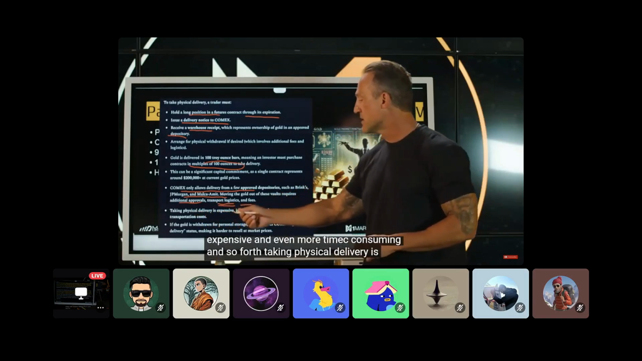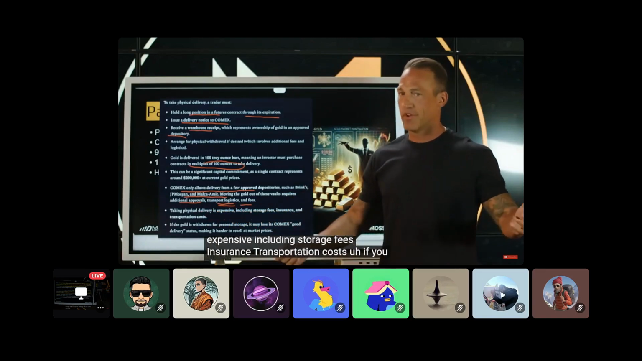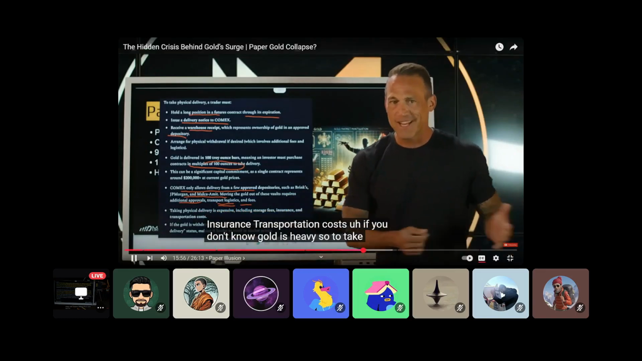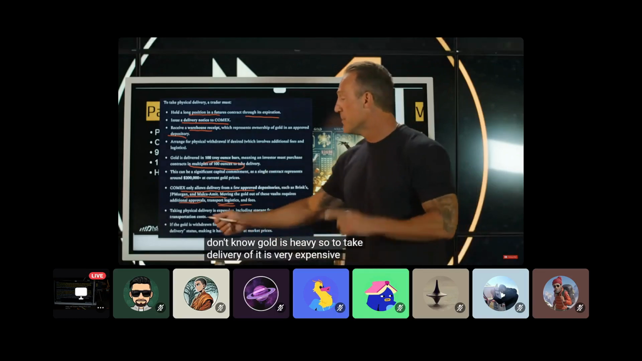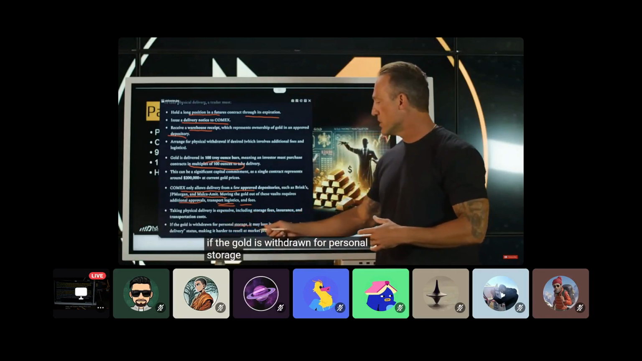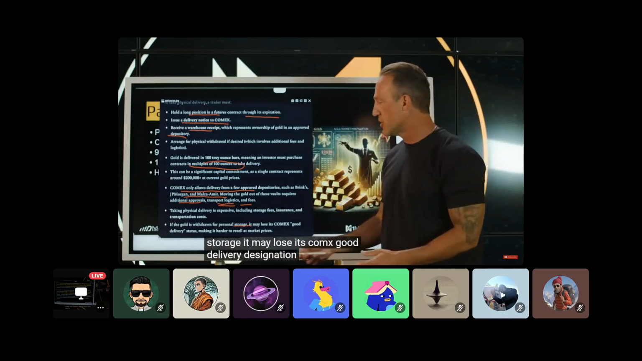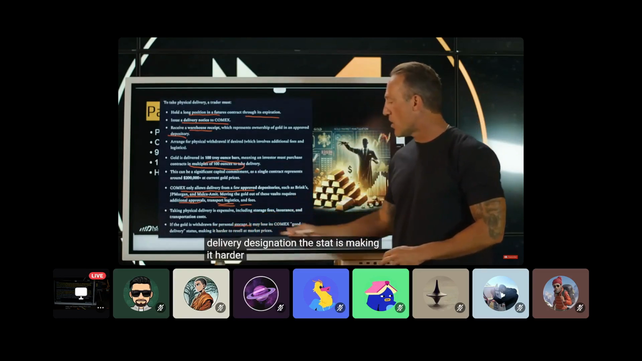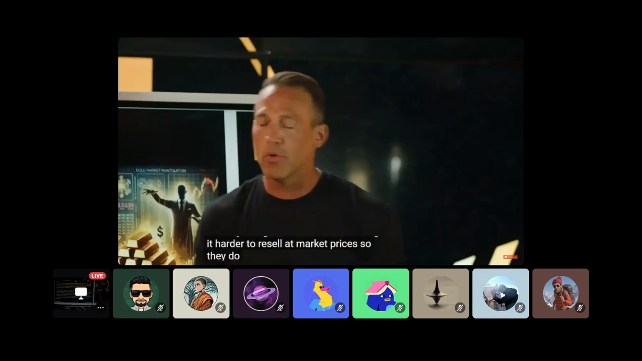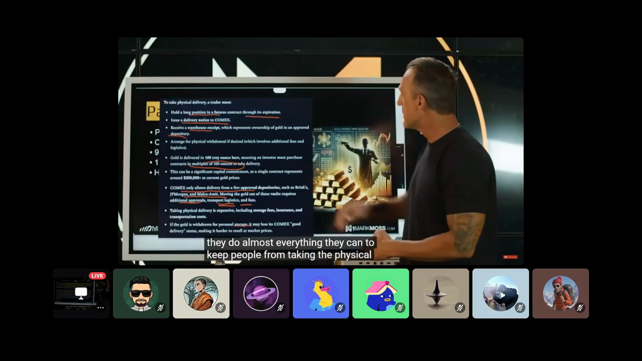Taking physical delivery is expensive, including storage fees, insurance, transportation costs. If you don't know, gold is heavy. So to take delivery of it is very expensive. But then if the gold is withdrawn for personal storage, it may lose its COMEX good delivery designation status, making it harder to resell it at market prices. So they do almost everything they can to keep people from taking the physical out.